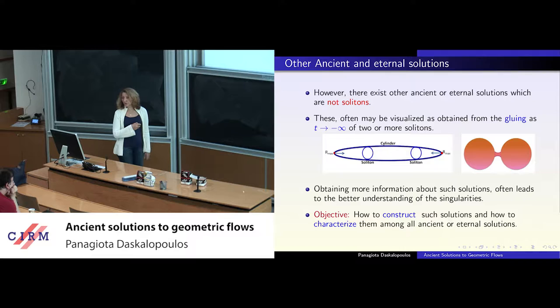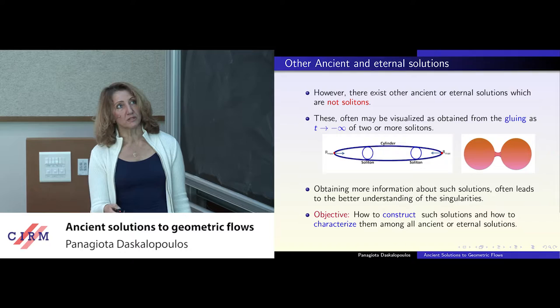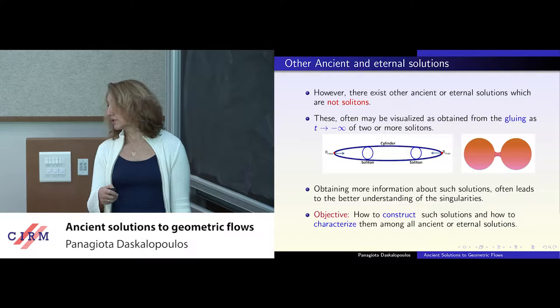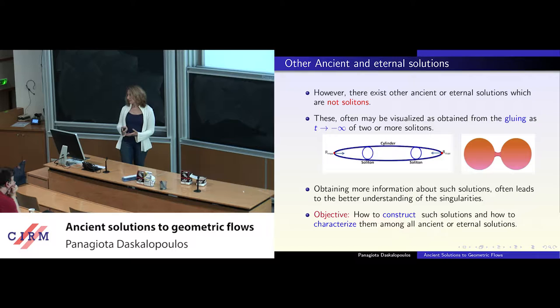And this is a picture that comes all the time in these flows. It's these two solitons that I showed you before joined by the cylinder. Again, I didn't have so much space, but this cylinder, as t approaches minus infinity, becomes longer and longer. And again, this picture is close to minus infinity. As you go forward, in most of the examples, something compact like that will become more and more spherical, and eventually will contract to a point, and it will look like a sphere. And other types of singularities look like that, for example, two spheres glued with a little neck. So the objective is how to construct such examples and how to classify, how to prove uniqueness theorems that classify such examples.